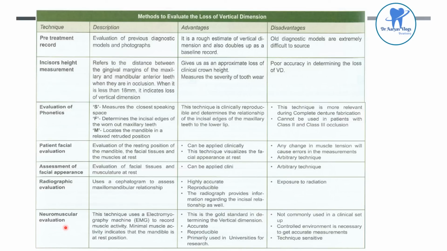Finally, neuromuscular evaluation. This technique uses an electromyography machine to record muscle activity. Minimal muscle activity indicates that the mandible is in rest position. This is the gold standard in determining the vertical dimension. Very important question in viva: which one is the gold standard in determining the vertical dimension? That is neuromuscular evaluation. It will be discussed separately in the coming sections.